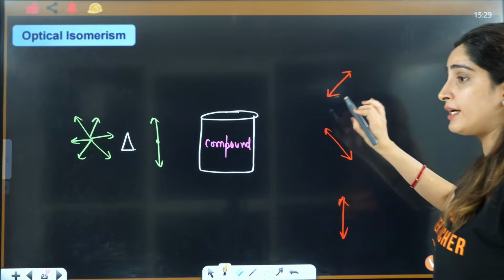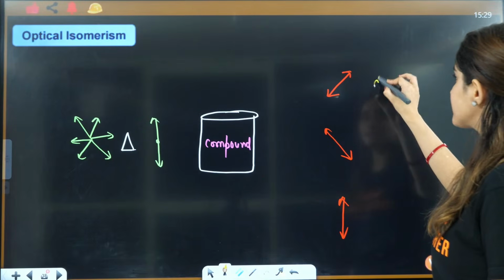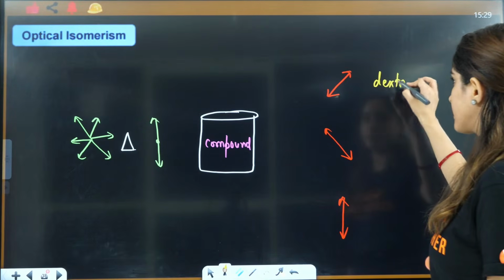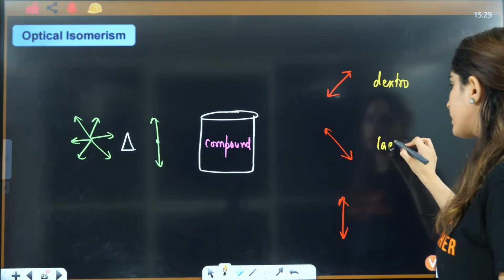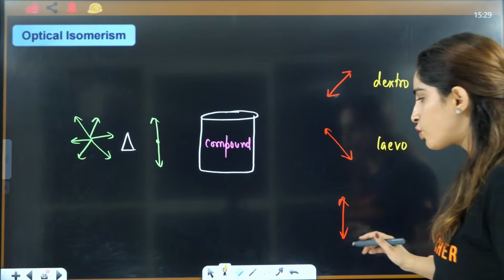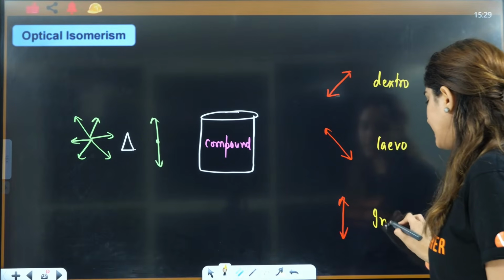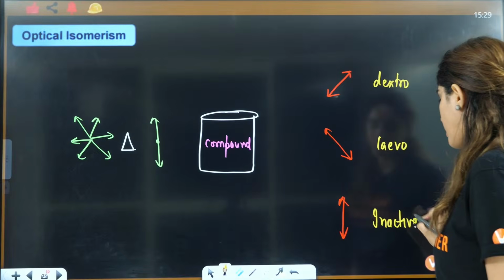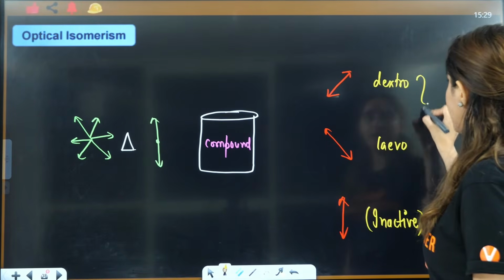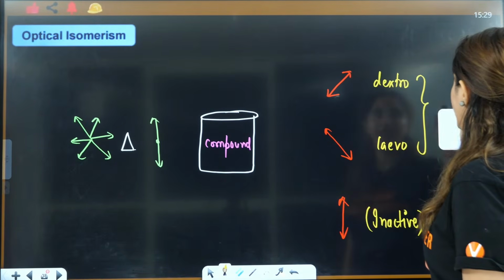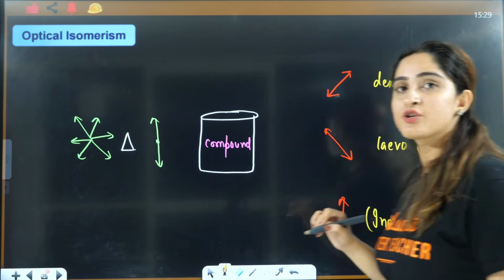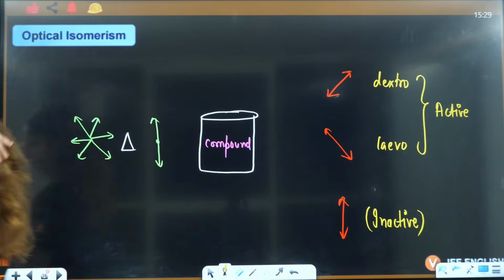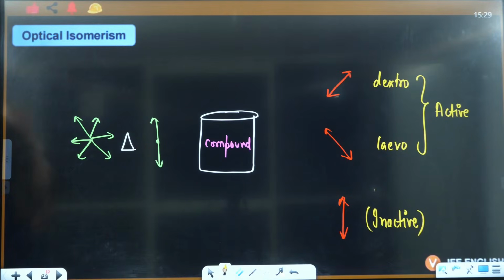If it is rotated towards the right, it is called dextrorotatory. If it is rotated towards the left, it is called levorotatory. If there is no rotation, that means it is an optically inactive compound. And the ones that get rotated are optically active compounds. That is how optically active compounds are defined, right?